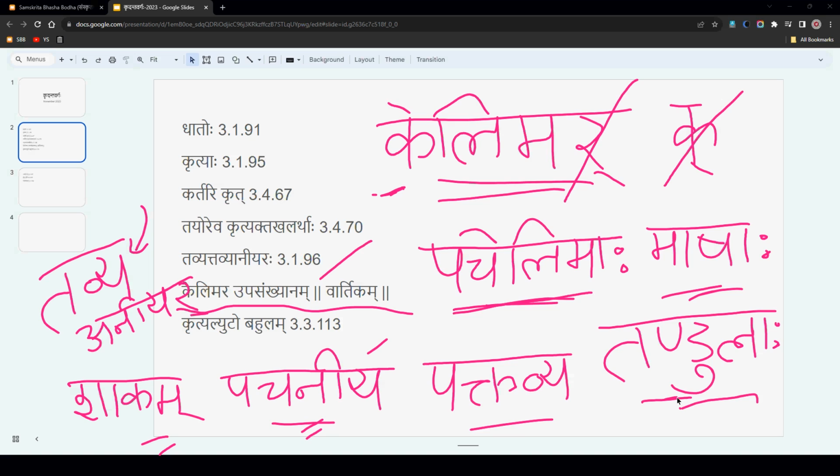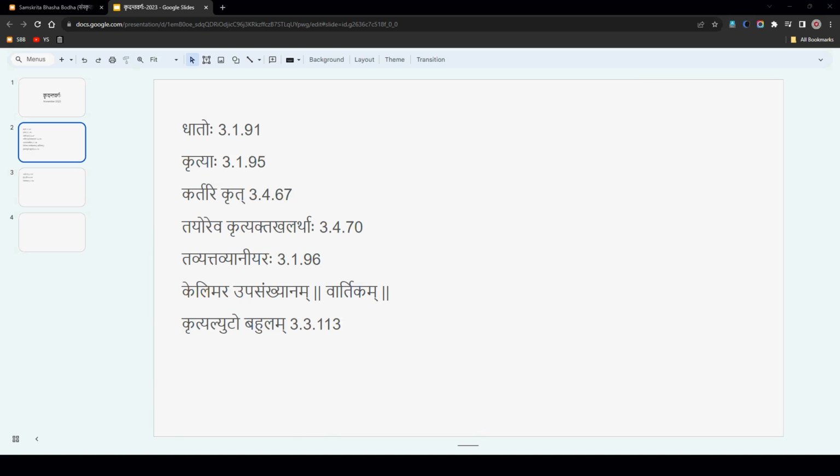Pachelimaha tandulaha. Because they are easy to cook, then instead of using pachaniyaha or paktavyaha, pachelimaha is generally found. Another example given here is bhidelimaha.